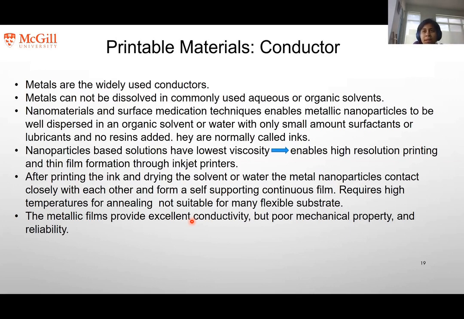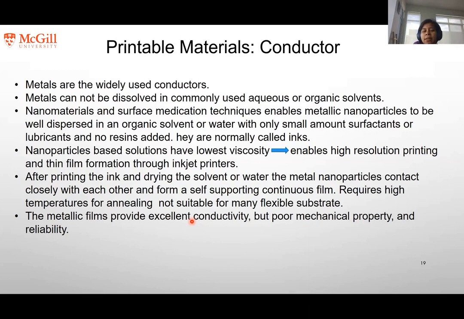deposit material, we need to make ink out of them. And metals, so we need basically some solution. And metals cannot be directly dissolved. If I bring a piece of silver, I cannot directly dissolve it in some aqueous or organic solvent. So what really enables us to use metal in printed electronics is called nanoparticles.